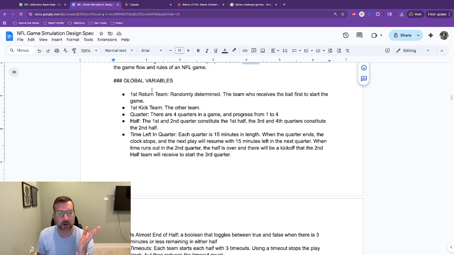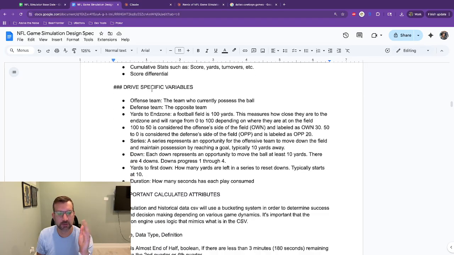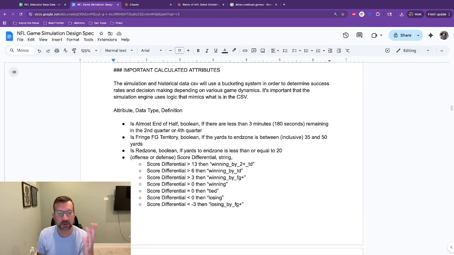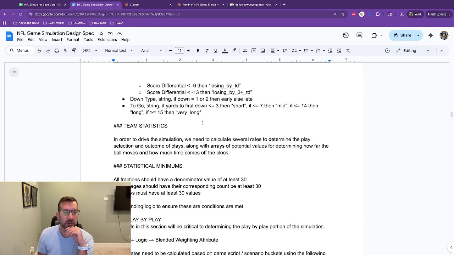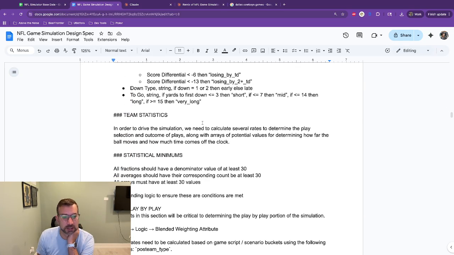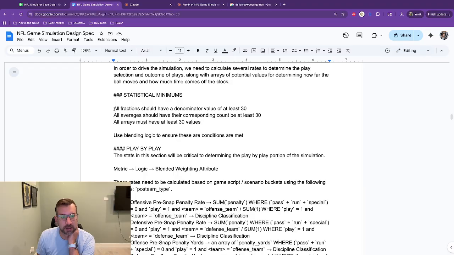And we're telling it all the different variables that we want to track. Whether that's the game, drive specific, and then what are the different calculated attributes. So here's where I'm mirroring the same types of calculated fields that we're using to describe a scenario situation, but in a game. Give it all that information. And then how do you use the team statistics? And then again, being extra cautious here, right?